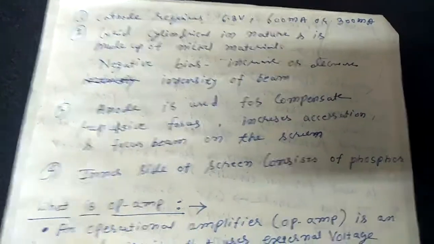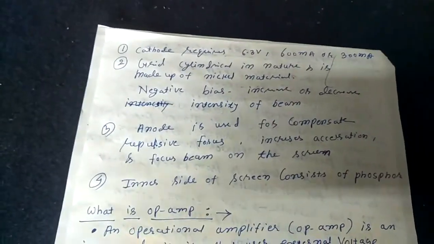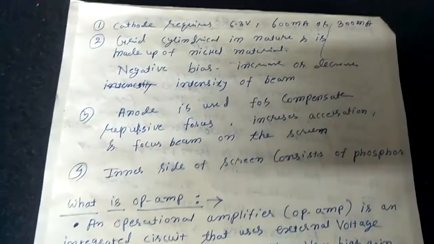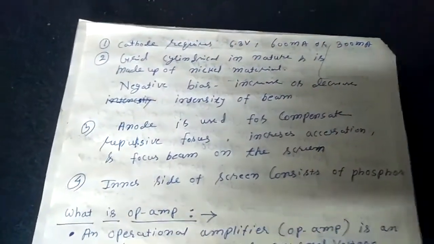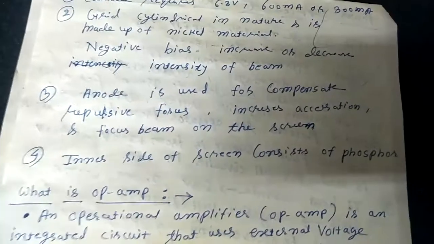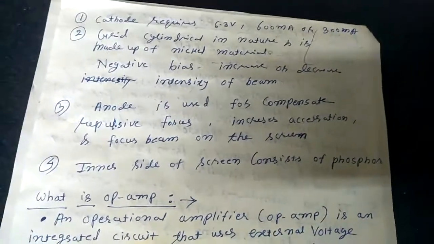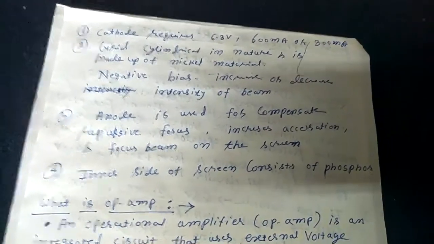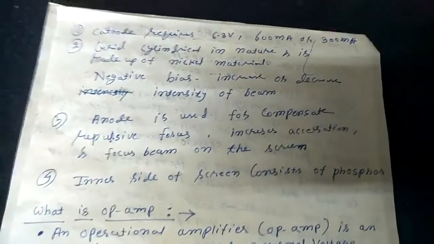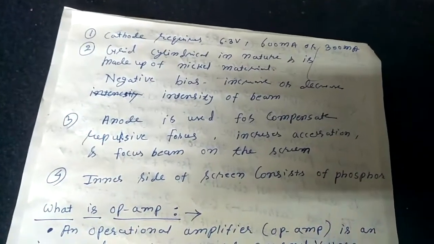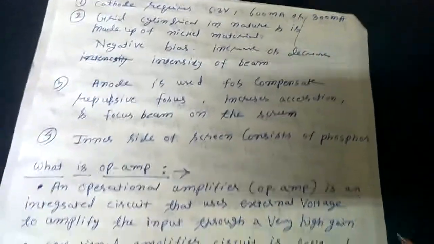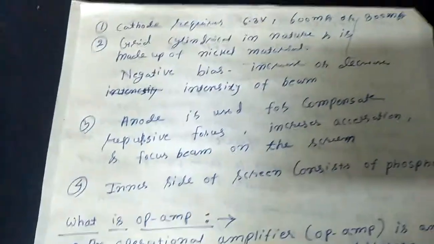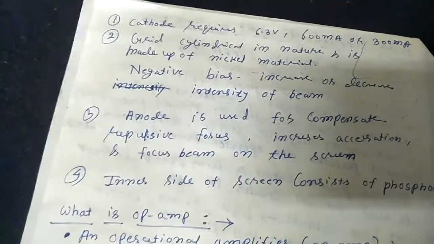Now the anodes. What is the use of these anodes? What are the different anodes? The pre-accelerating anode, the focusing anode and the accelerating anode. For the purpose of acceleration and focusing, we use anodes. These anodes are supplied with a positive voltage supply, plus 400 volt or 10 to 20 kilovolt.